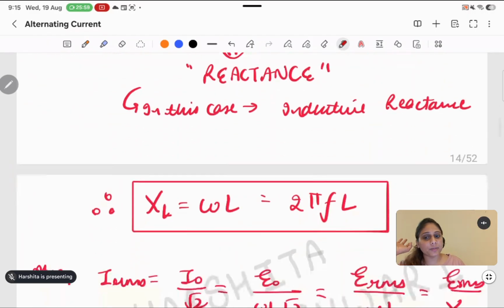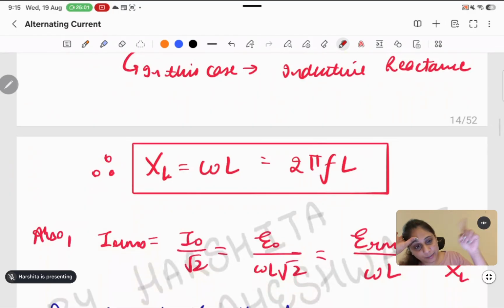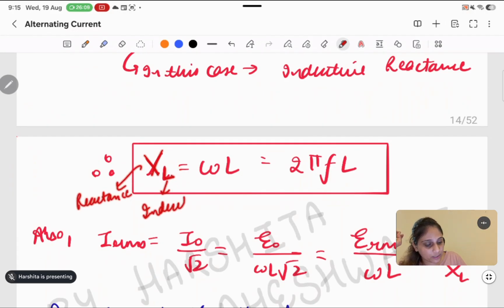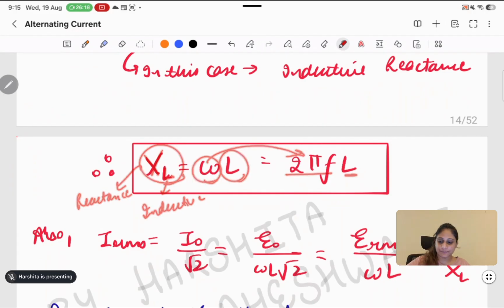So we are getting the formula, which is notated by the letter XL. X means reactance, write down, and L means inductive. So as a whole, it is called inductive reactance, which is equal to omega L, and omega can also be written as 2 pi f into L.